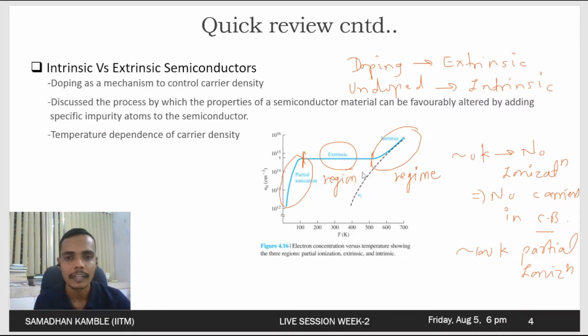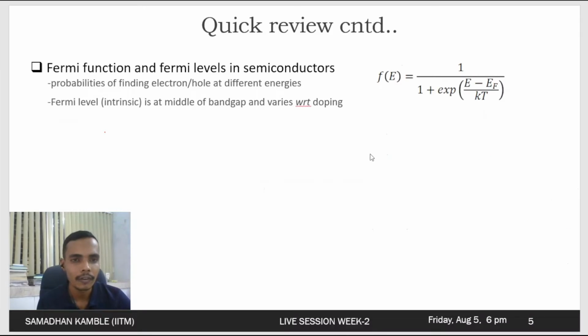So this is a peculiar nature for the temperature dependence of carrier density in a typical extrinsic semiconductor. Now if we go to the next point, we also saw a function called the Fermi function. When dealing with semiconductors, we deal with large numbers of electrons, which are our charge carriers, and also holes. So these are statistically quite huge numbers, so we need statistical treatment, and for that we use a particular function called the Fermi function, which gives us the distribution of our charge carriers inside our semiconductor at particular energies.